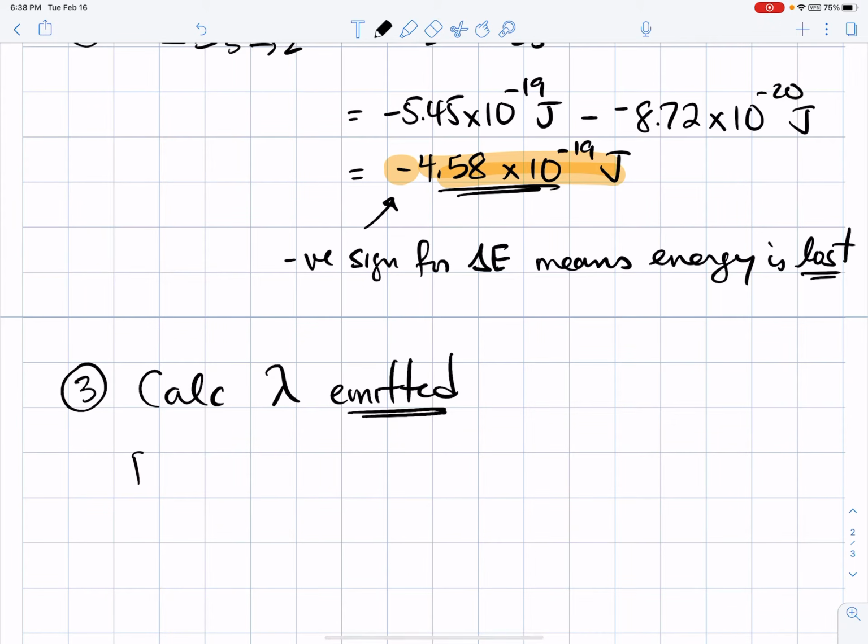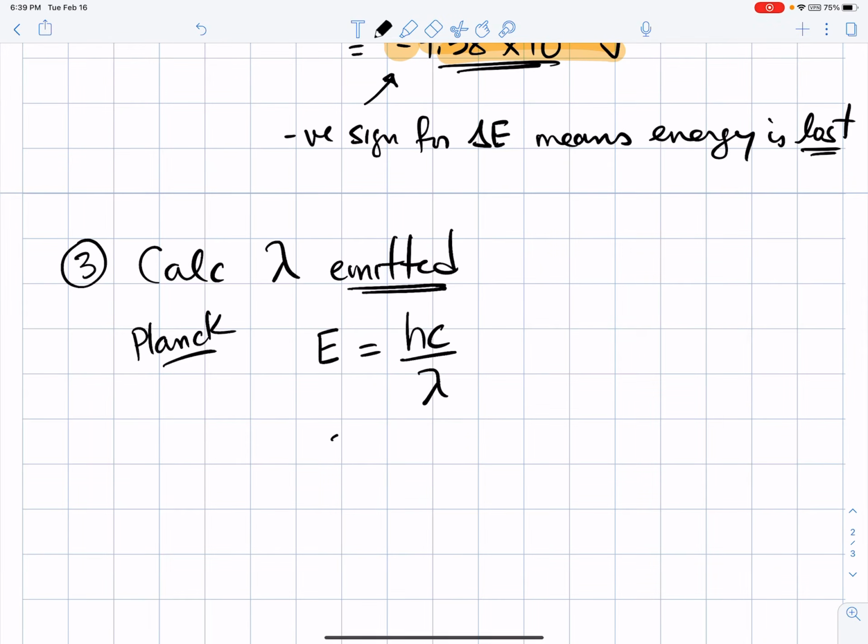To do this, we use Planck's equation. Planck gave us an equation for energy of electromagnetic radiation that said E was equal to hc divided by lambda. So we're looking for lambda, we're looking for the wavelength. So let's rearrange Planck's equation. Lambda will equal the h times the c divided by the E. hc divided by E is going to give us lambda.